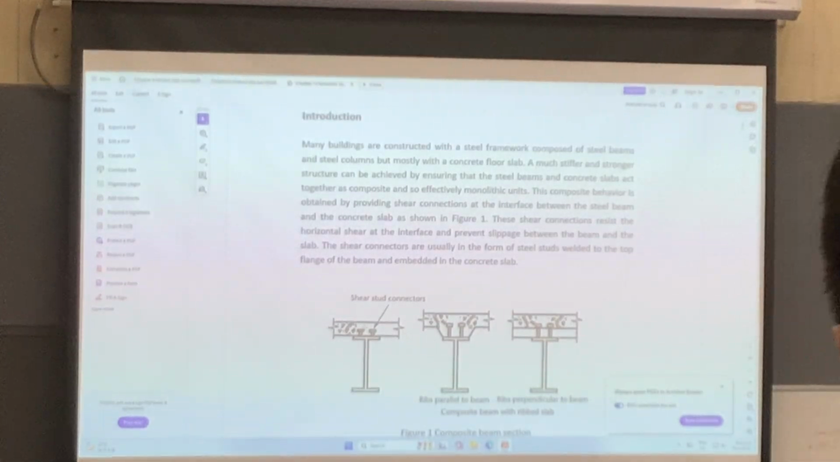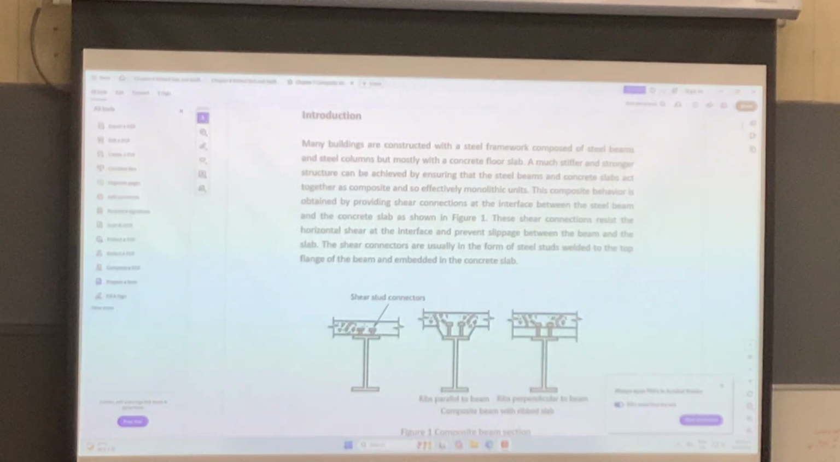So that is actually important, that you need to have a shear stud so that you can connect the concrete and the steel beam together. Okay?